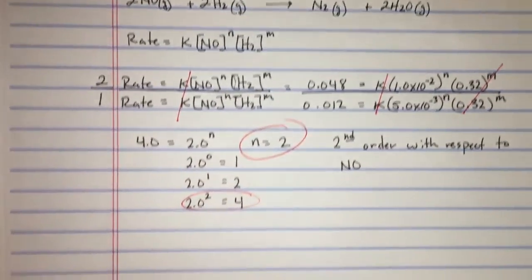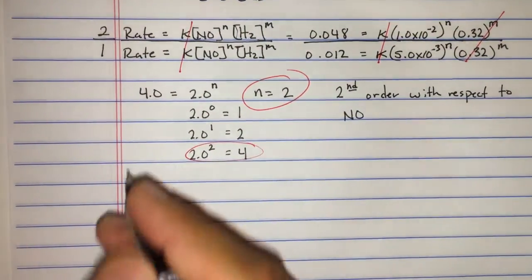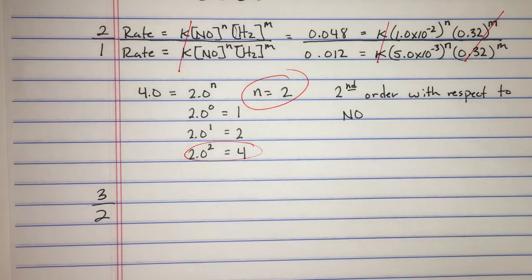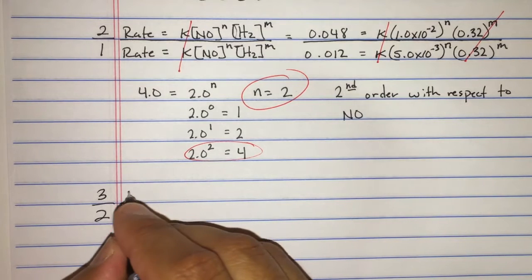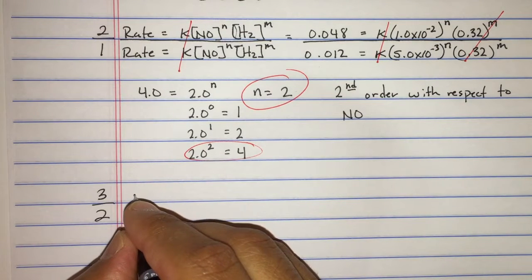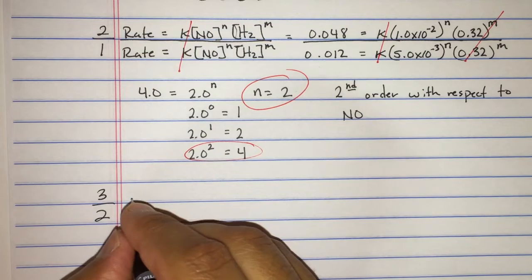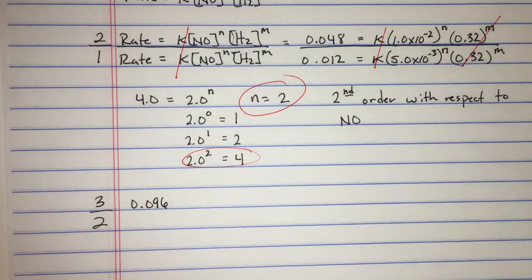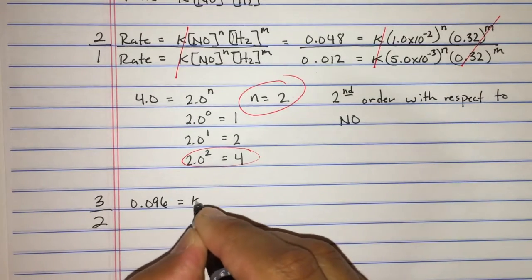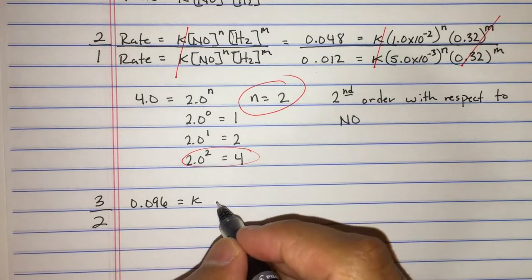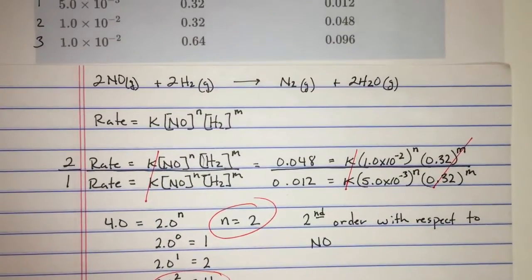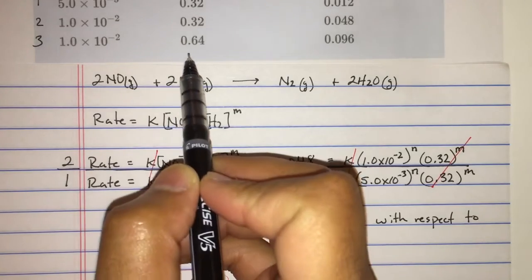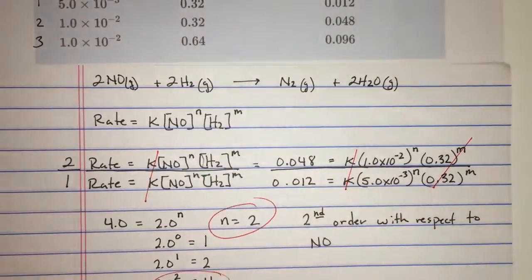Okay, so let's go ahead and set that up. Let's set up a ratio of experiment 3 over 2. Again, you can set it up however you want, 2 over 3 or 3 over 2. The rate for experiment 3, 0.096, is equal to K. For experiment 3, NO is 1.0 × 10^-2. Hydrogen is 0.64.